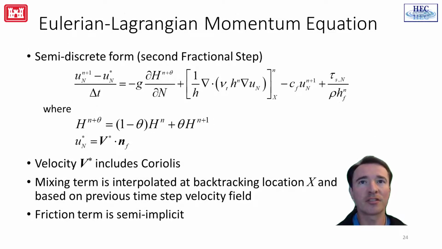The second fractional step of the ELM solver is shown here in semi-discrete form. Velocity un star is the face normal component of the intermediate velocity computed from the first fractional step at the backtracking location, and therefore includes Coriolis. The water surface gradient is computed semi-implicitly based on the weighting factor theta. The mixing or diffusion term is explicit and Lagrangian. In other words, it's interpolated at the backtracking location x and is based on the previous velocity field. Lastly, the friction is treated semi-implicitly.